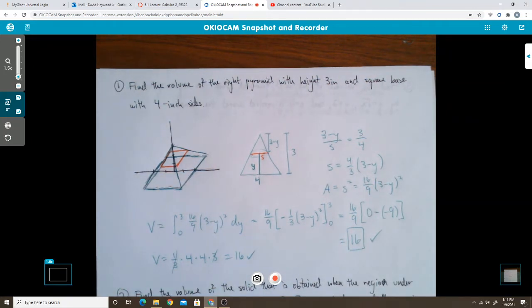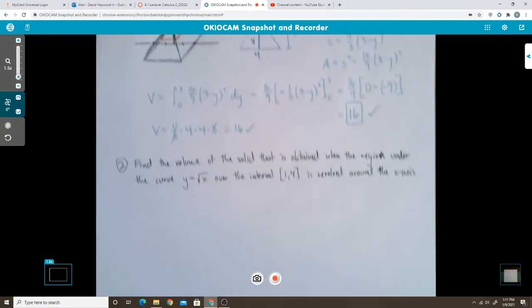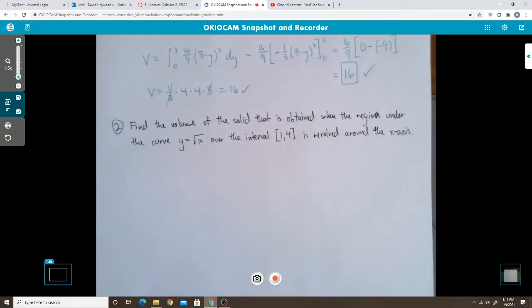So, let's do another example. This example is going to be an actual disk method example. So this is more like what your homework problems are going to be like. It says, find the volume of the solid that is obtained when the region under the curve y equals square root of x over the interval 1, 4 is revolved around the x-axis.